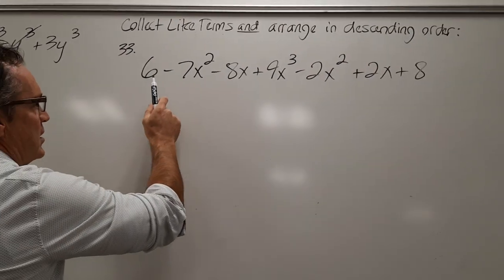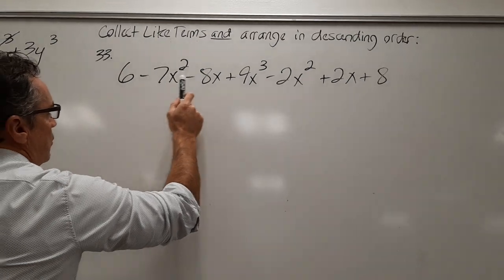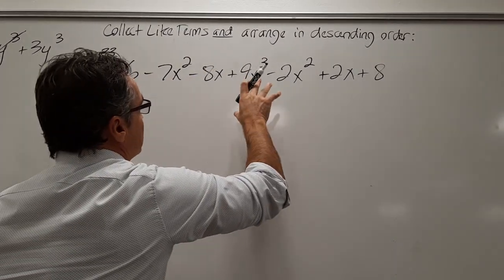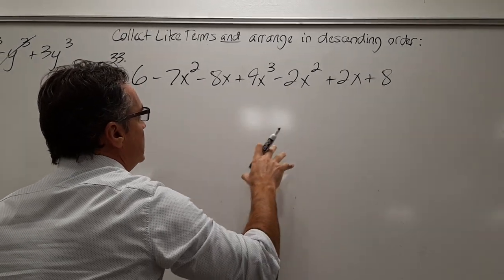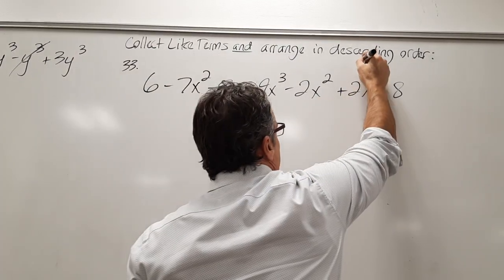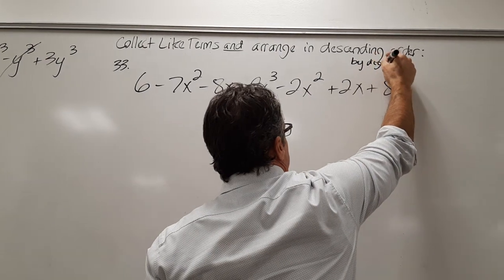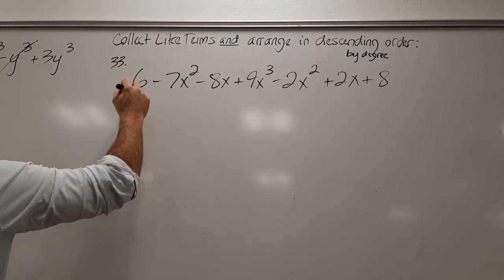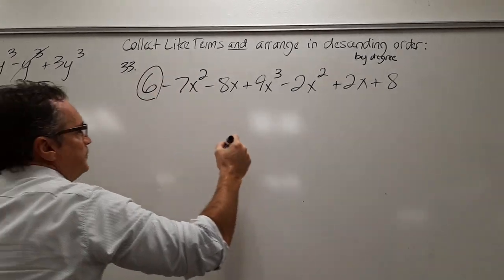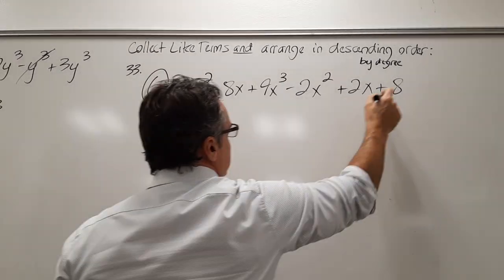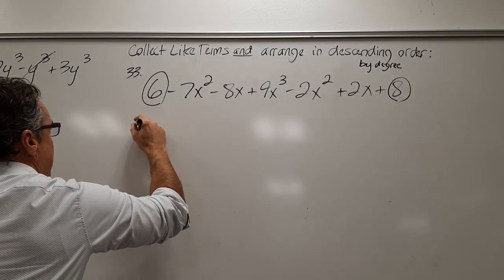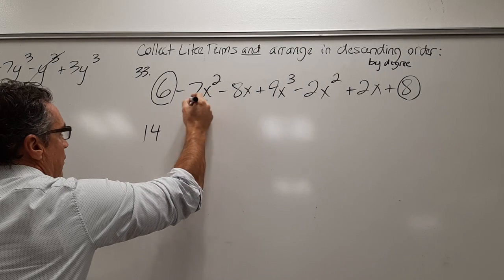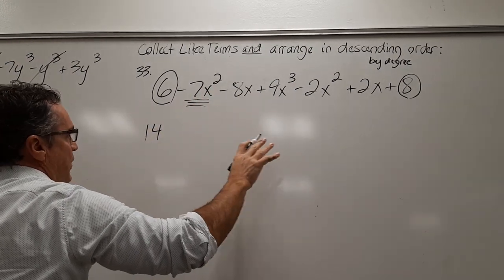If we look at terms separated by plus or minus signs, we have 1, 2, 3, 4, 5, 6, 7 terms. They're asking us to combine like terms and then arrange the problem in descending order. We know descending means by degree, right? Not by the coefficient, not by the big number, but by the little number. And so we're going to take our like terms. We have 6. Do we have any other whole numbers? Yes, we do. We have 8. 6 and 8 make 14. We know that's going to go at the end in descending order, but we'll leave it there for now. We'll just do the descending order thing at the end.